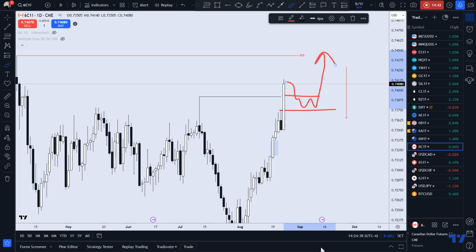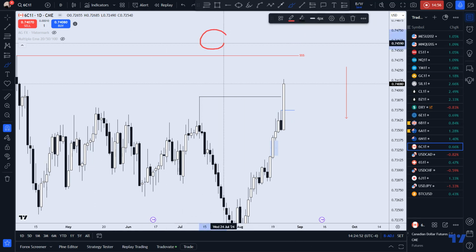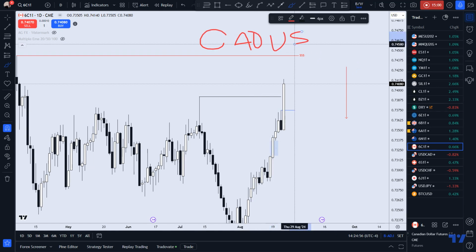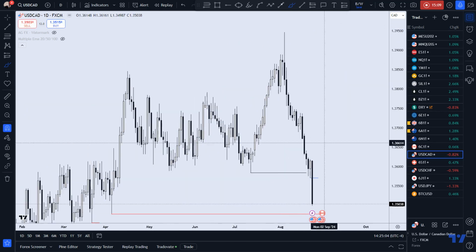I'm looking for price to go higher against the CAD, to go higher against the US dollar. I'm putting it that way. You understand? I'm stronger for the CAD than I am the US dollar. This is CAD USD, because this is the futures. Now this is USD CAD.